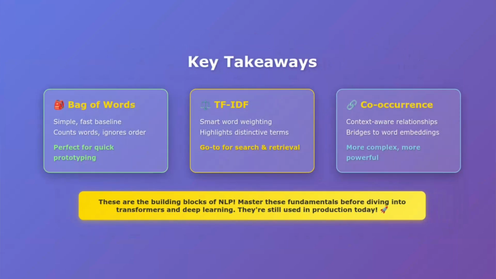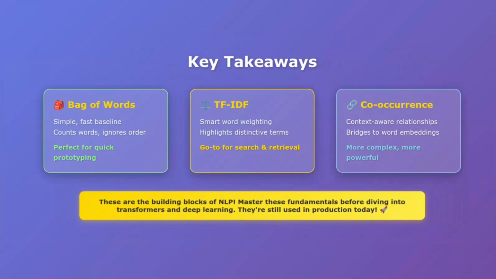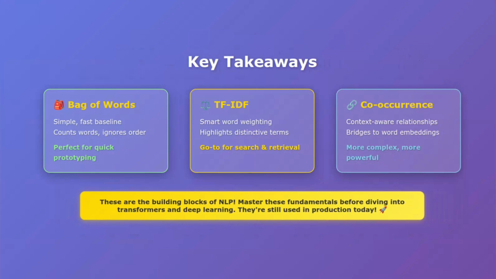All right, let's wrap up with the key takeaways. Bag of words, your simple, fast baseline. Counts words, ignores everything else. Perfect for quick prototyping. TF-IDF, the smart upgrade. Weighs words by importance, highlighting distinctive terms. Your go-to for search and retrieval. Co-occurrence matrices, the context-aware option. Captures word relationships, bridges to word embeddings, more complex but more powerful.